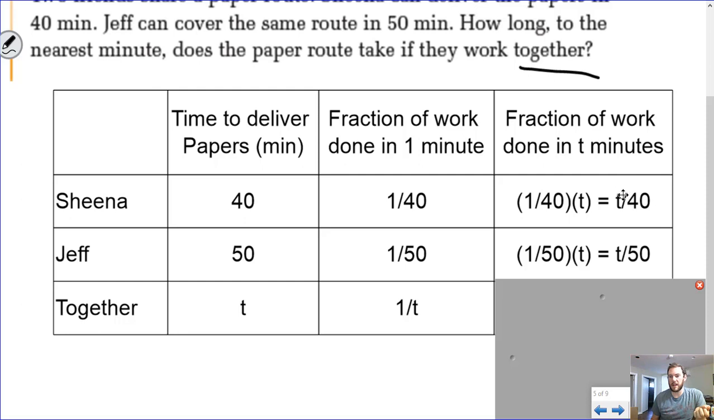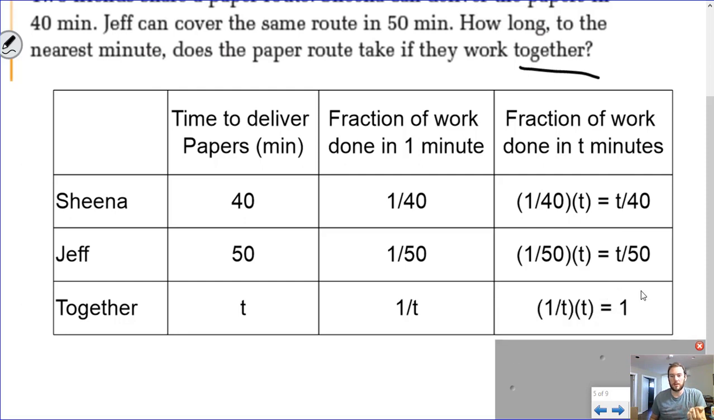What that means is that however much time it takes them to do the route together, Sheena will do a 40th of it for every 50th that Jeff does. If we take these two numbers, this is the amount of the route that Sheena does in t minutes, and this is the amount of the route that Jeff does in t minutes. If we add these two fractions together, what we should get is 1 whole paper route.